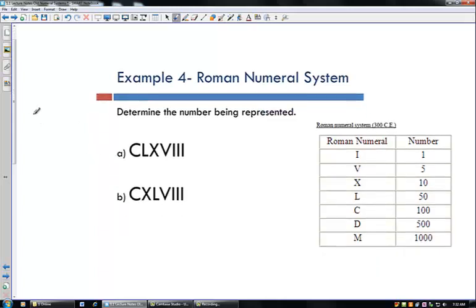All right, let's look at the next numeral system, and this one's the most familiar. All students like this. On the right here, again, we have the table, and you know some of these numerals, I'm sure, because I remember learning them in grade school. So I is 1, V is 5, X is 10, L is 50, C is 100, D is 500, and M is 1,000.